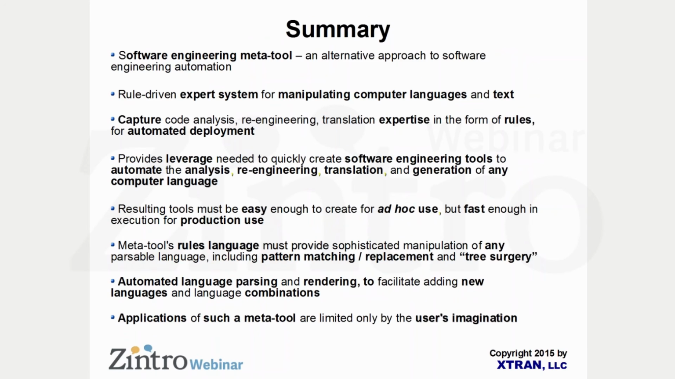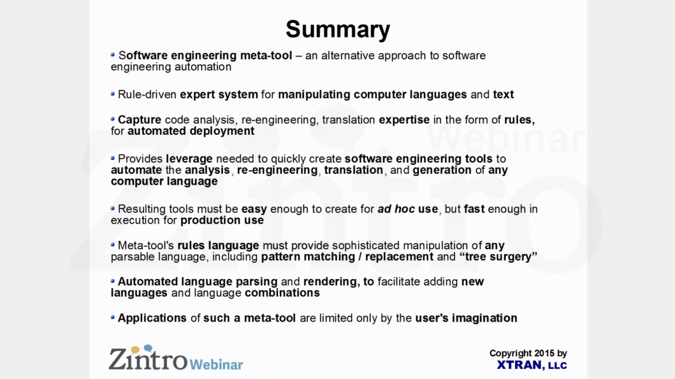So let's summarize. We're talking about applying to the software development and engineering process a rule-driven expert system approach to automation. It should be able to manipulate computer languages, data, and text. And the objective is to capture expertise in terms of code analysis, re-engineering, and translation in the form of rules so that we can then deploy that expertise using our expert system and those rules.